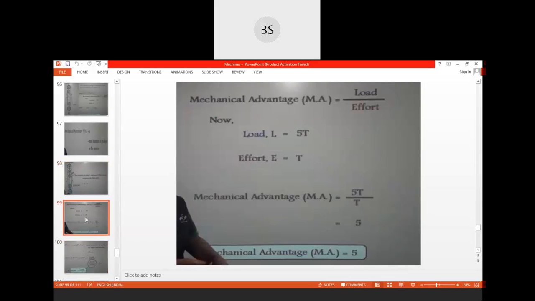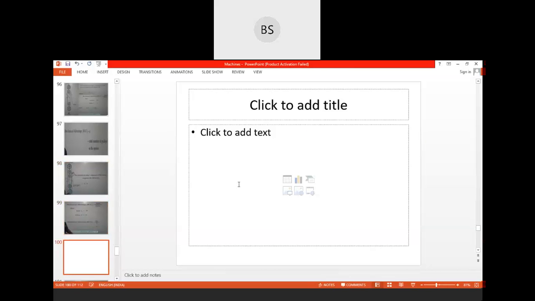Okay. Now let me explain. If you see here, we are applying effort in the downward direction for these 5 pulleys. That time we got mechanical advantage 5. Will we get the same for velocity ratio, or will we get some different answer? What will we get for velocity ratio? What is the velocity ratio formula?